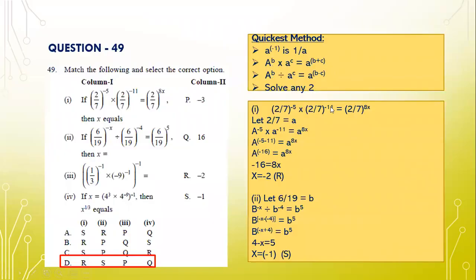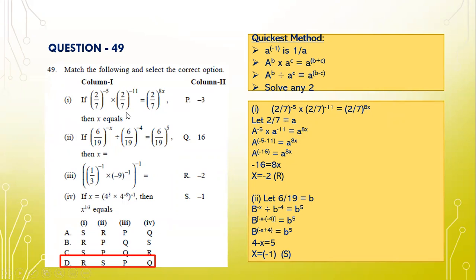So now, (2/7) raised to minus 5 into (2/7) raised to minus 11 is (2/7) raised to 8x. Let 2/7 be a. So a raised to minus 5 into a raised to minus 11 is a raised to 8x. Since a raised to b into a raised to c is a raised to b plus c, it is minus 5 plus minus 11, which is minus 5 minus 11. So a raised to minus 16 is a raised to 8x. So minus 16 is 8x, so x is minus 2, which is r. So for the first it is minus 2, which is r.